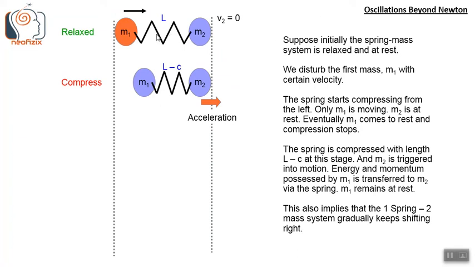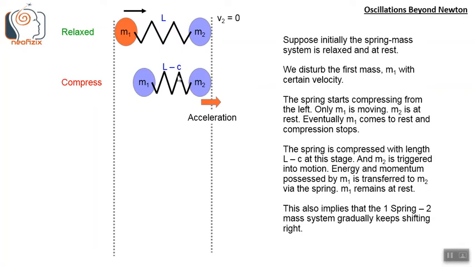Suppose initially the spring mass system is relaxed and at rest. We disturb the first mass m1 with a certain velocity. The spring starts compressing from the left. Only m1 is moving and m2 is at rest. Eventually m1 comes to rest and the compression stops.